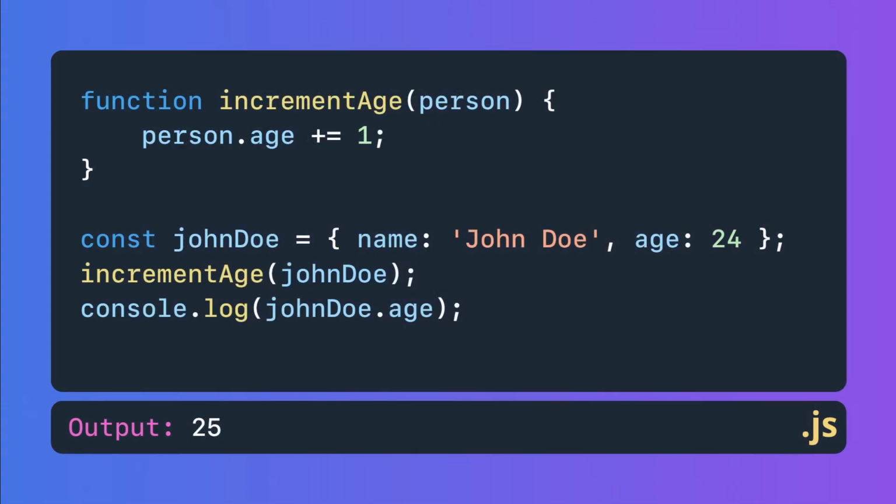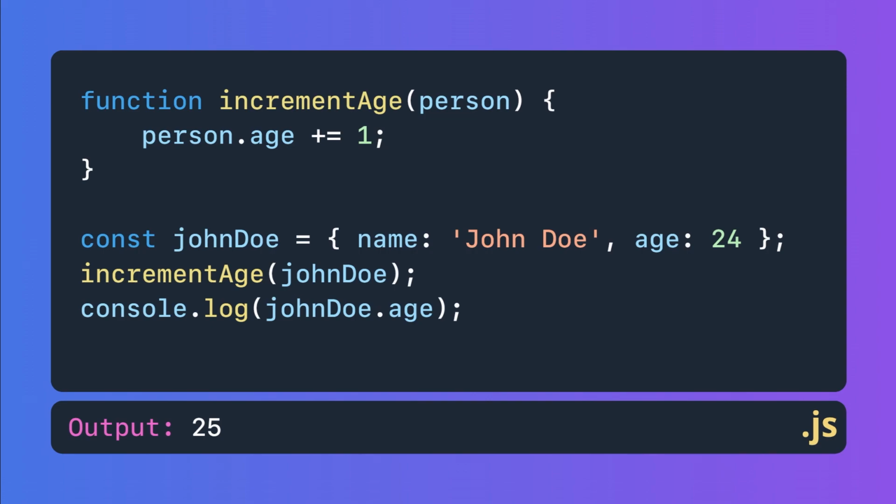Now, if the code within the function assigns a new value to the parameter, the change is not reflected globally or in the code that called the function. However, when you pass an object as a parameter, if the function changes the object's properties, that change is visible outside of the function. In this example, we have a function called increment age, which takes a person object and adds 1 to the age.